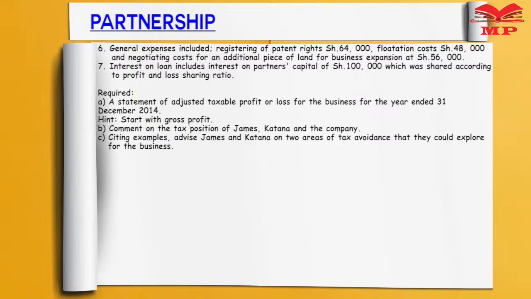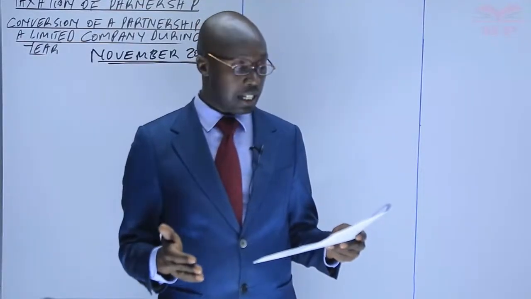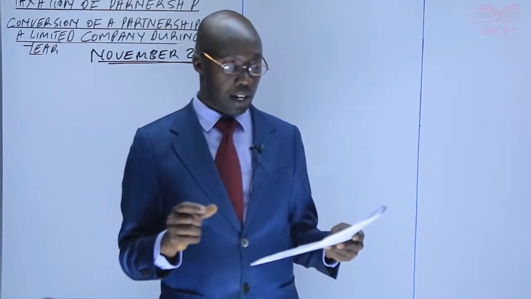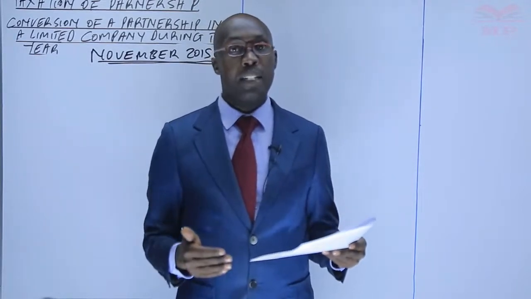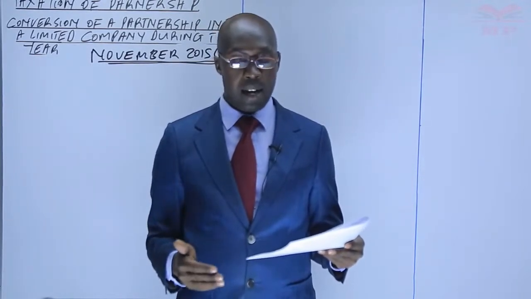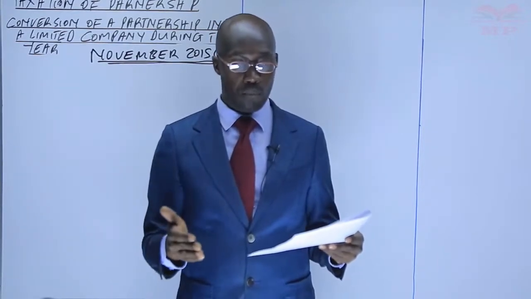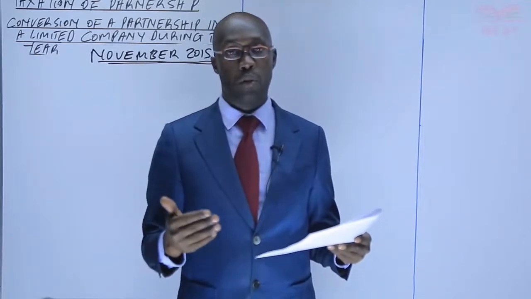So, we can see in this question, we are required, number one, to get the statement of adjusted taxable profit or loss of the business. Now, in this case, you take note that there is a conversion. A partnership business that was existing was converted into a limited company as per additional information number one. And from the additional information number one, we can see the partnership business lasted for a period of 9 months, and then the limited company 3 months, because the conversion happened on 1st October 2014, and the year of income is ending on 31st December 2014.